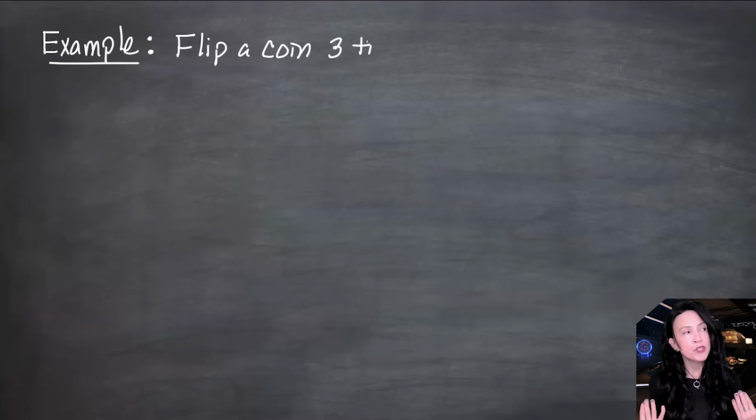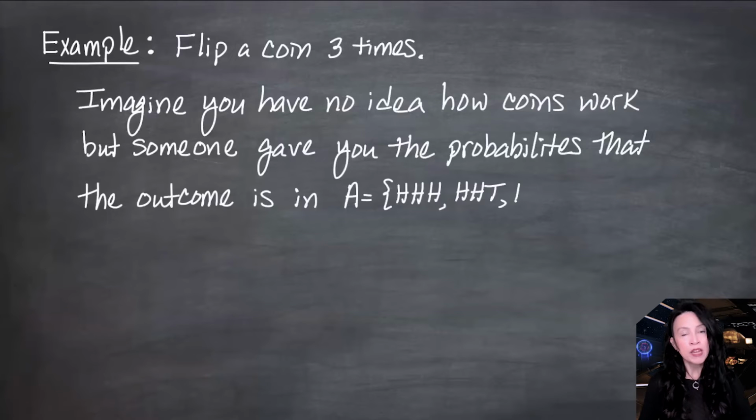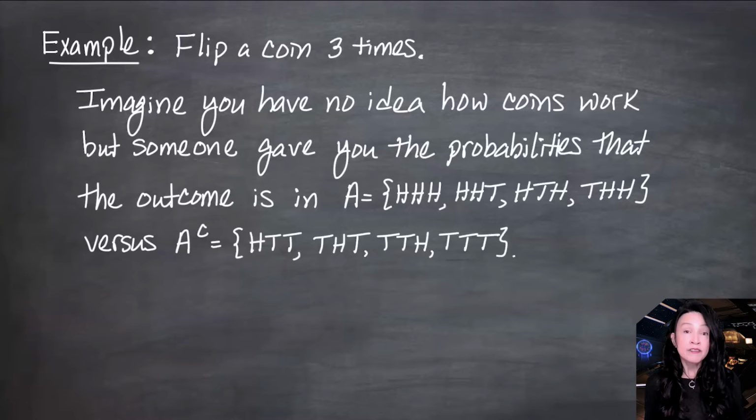As an example, suppose that someone is flipping a coin 3 times, and suppose that you and I know nothing about coins or how coins work in terms of probabilities. But that person who's flipping the coin gave us some information about some probabilities. They defined a set A to be these outcomes here, which are all the outcomes that have at least 2 heads. And they gave us the probability measure of this set. And suppose, while we don't know about coins, we do know a little bit about probability measures, and we know that the probability measure of a complement should be 1 minus the number they gave us.